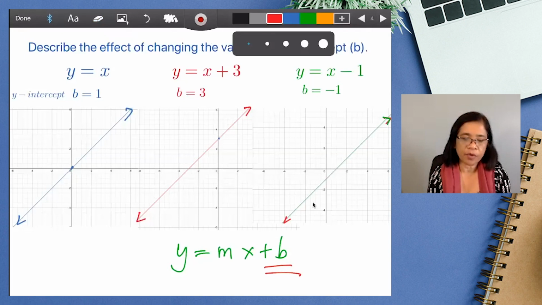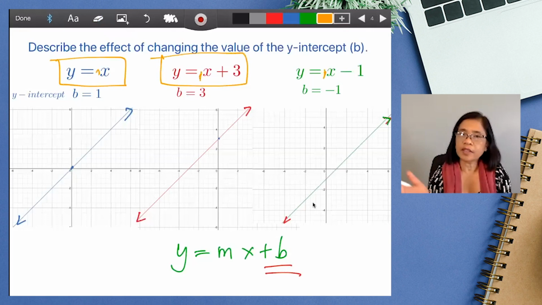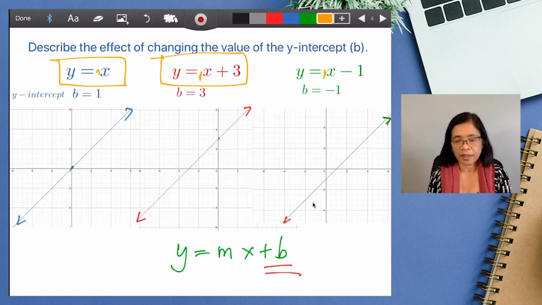Okay, notice that for all these three examples, our m are the same. M is 1, the slope is 1, 1, and 1. The coefficients of x represent the slope. So notice that the inclination is the same. However, we are changing the value of b, or the y-intercept.